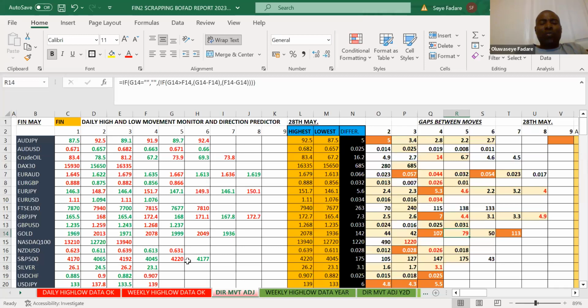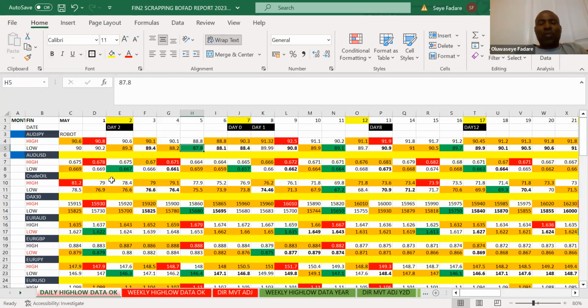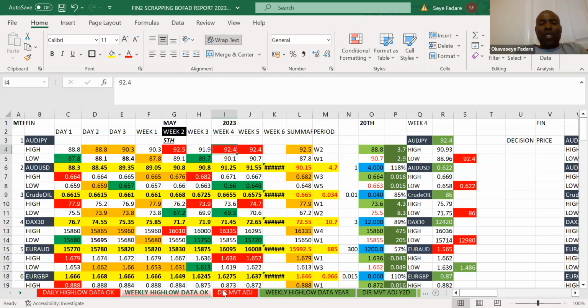So that is what this scrapping report has been able to show us. From our daily reports, we've been able to identify the trend movement from high to low, and then we've also been able to identify the extremes on the positions on a weekly basis, the highest for the week and the lowest for the week. And from there again, we've been able to identify the trend movement.